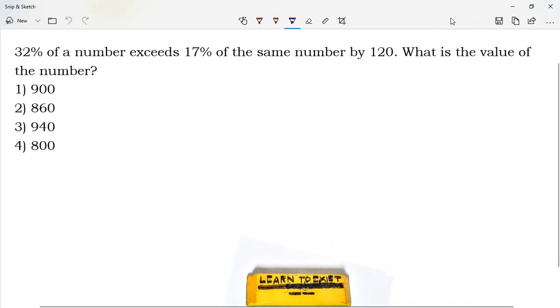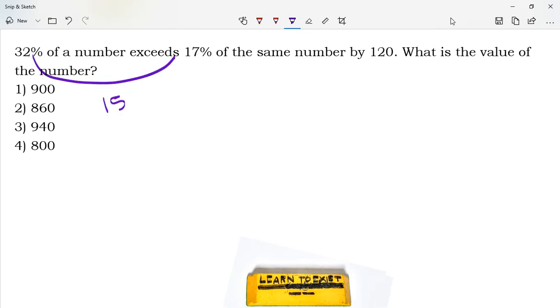Okay, the next question. This is an easy one. 32% of a number exceeds 17% of the same number by 120. Okay, 32% exceeds 17% by 15%. So 15% of that number will be 120, and we need to find out the full value, the 100% of the value.